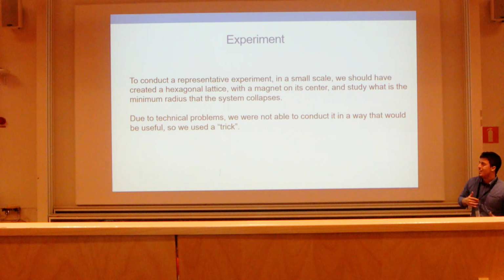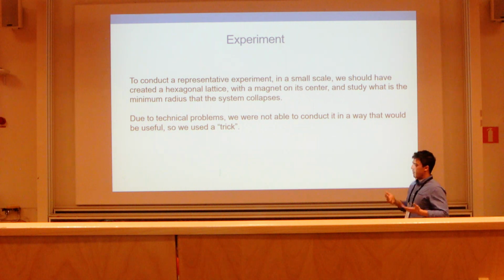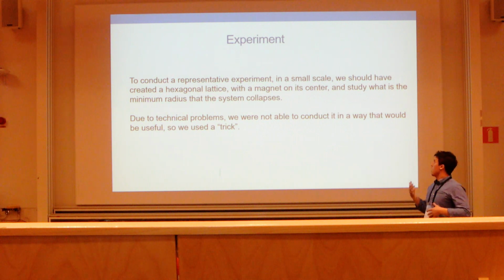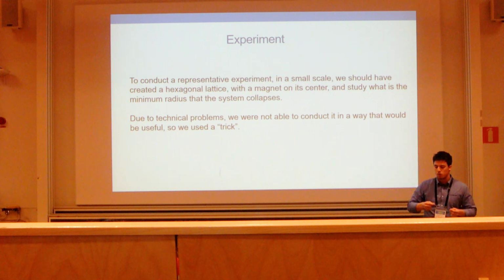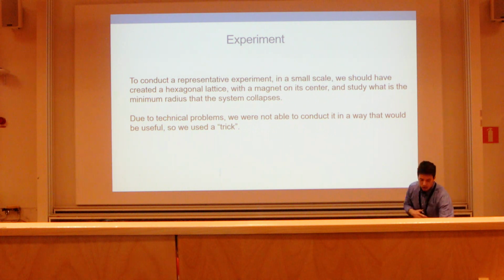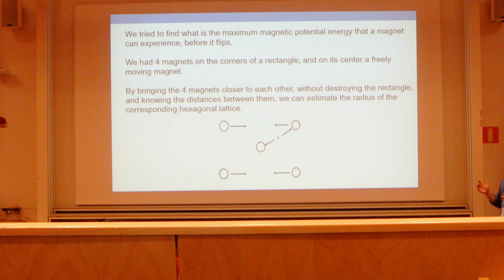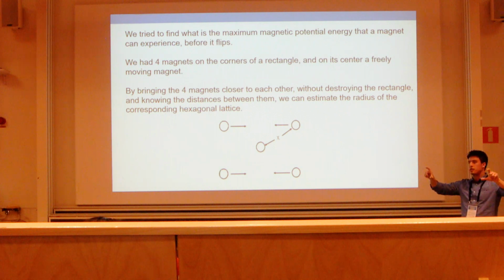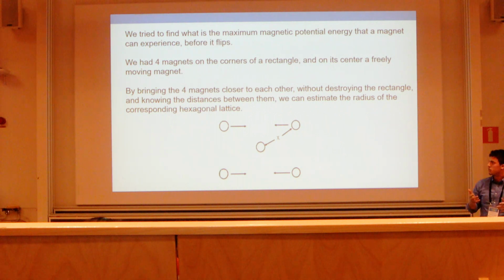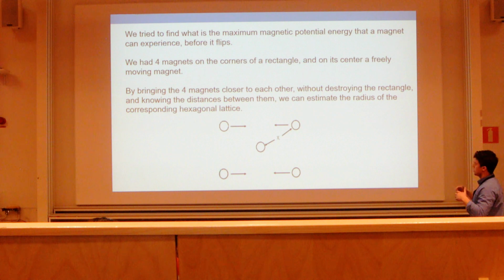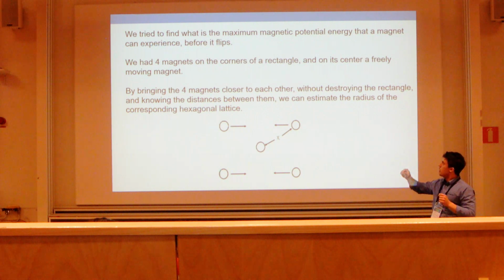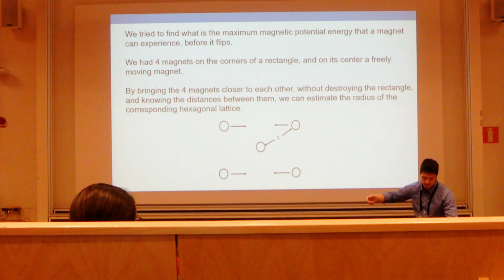Then we try to experiment. For the experiment to be valid and to draw a conclusion from it, we should have created different hexagonal lattice radii and seen at what radius the system would collapse. But since we couldn't do it, because we didn't have the experimental setup needed, we used a trick. We tried to find the maximum magnetic potential energy that the magnet can experience before it flips. We have 4 magnets at the corners of a rectangle, and in the center a freely moving magnet. By bringing the 4 magnets close together without destroying the rectangle, knowing the distance between the magnets, we can estimate the radius of the corresponding hexagonal lattice.